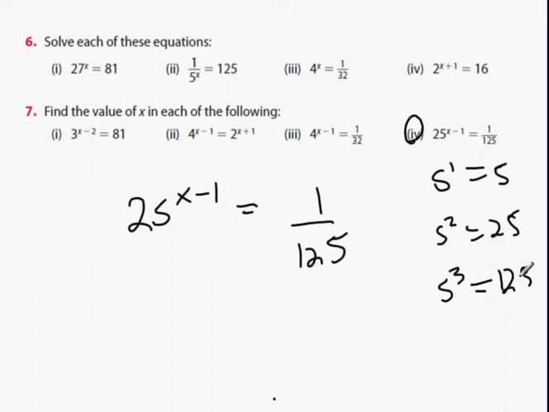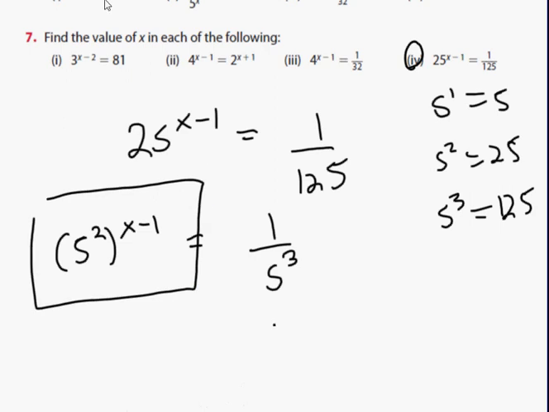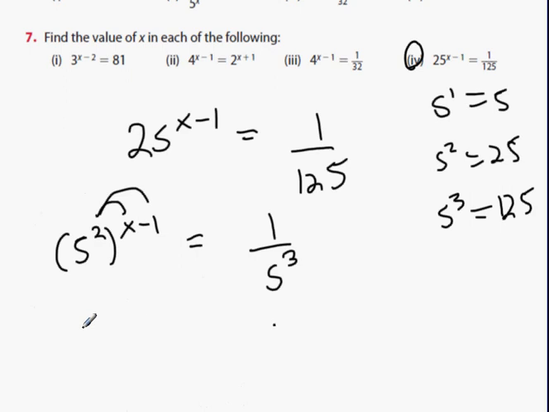To pick up the 10 marks, just do this. Does everybody know what I did there? Just change the 25 and the 125. Yeah. Now, what's the rule for the one on the left? Multiply. So what happens when you multiply them? 5 to the power of 2x minus 2.